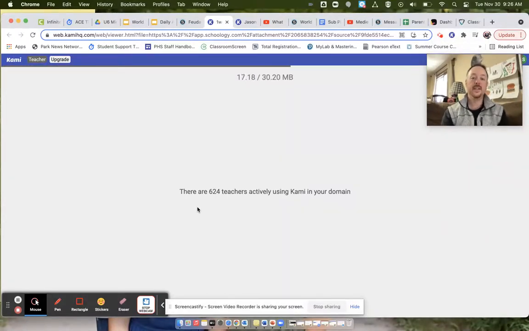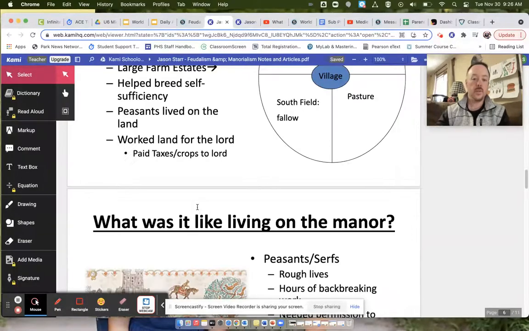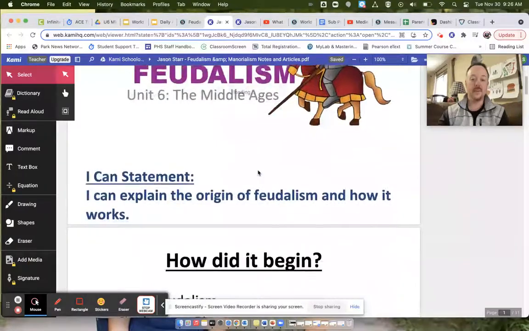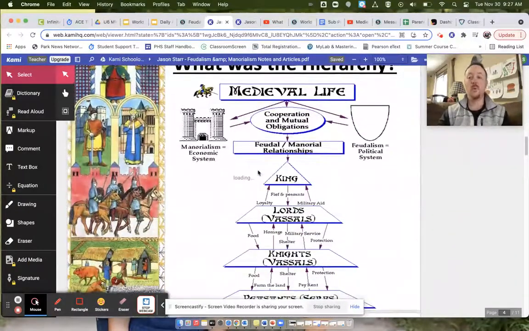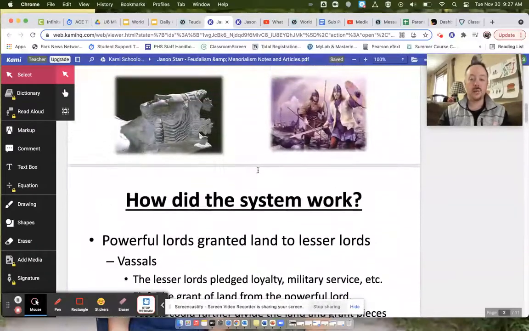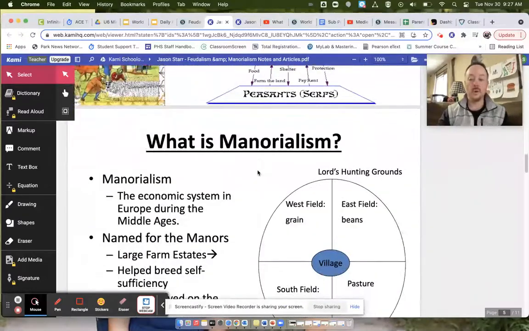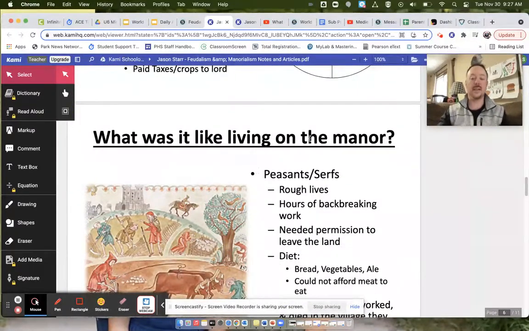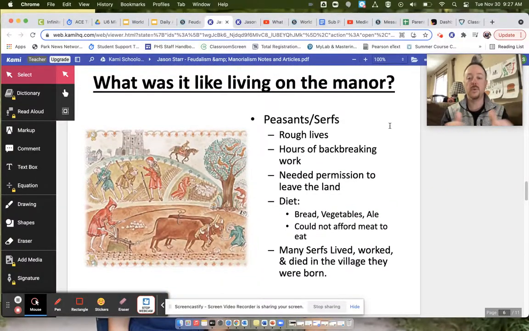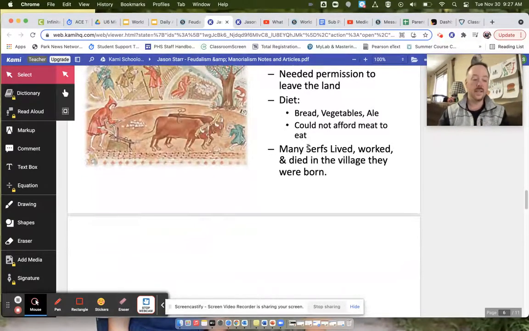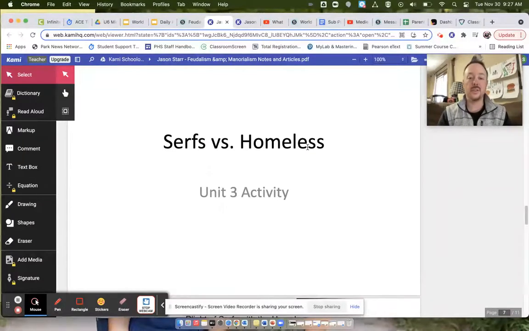All right, so if we take a look as Cami loads things up for us here, you can go through and see here's the notes right here. I open kind of in the middle. So the notes give you some information about what we are looking for when we talk about the vassals and the landowners and medieval life and manorialism, and then feudalism is really the larger idea here. And then it gives us an idea of what life was like for the peasants, the people at the bottom of this system that the knights were there to protect. And that's what we're going to get into for our activity. You can also see down here, we're going to be looking at what life was like for someone in the medieval ages who was a serf, a peasant, versus what life would be like for someone today who might be homeless or between homes at this point.